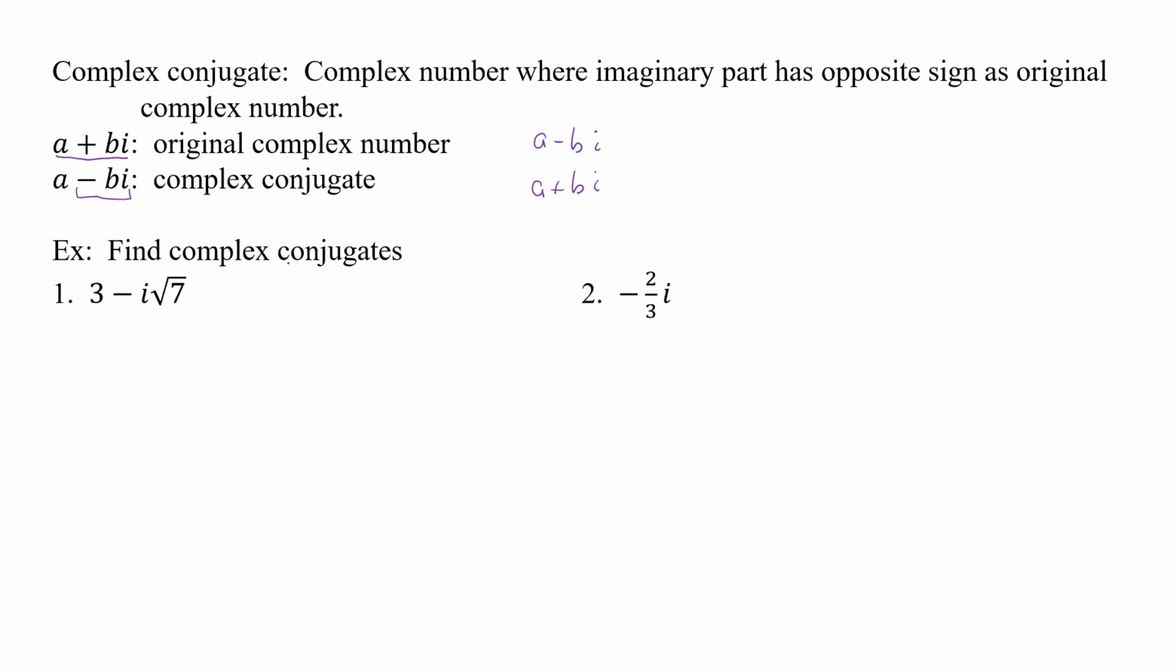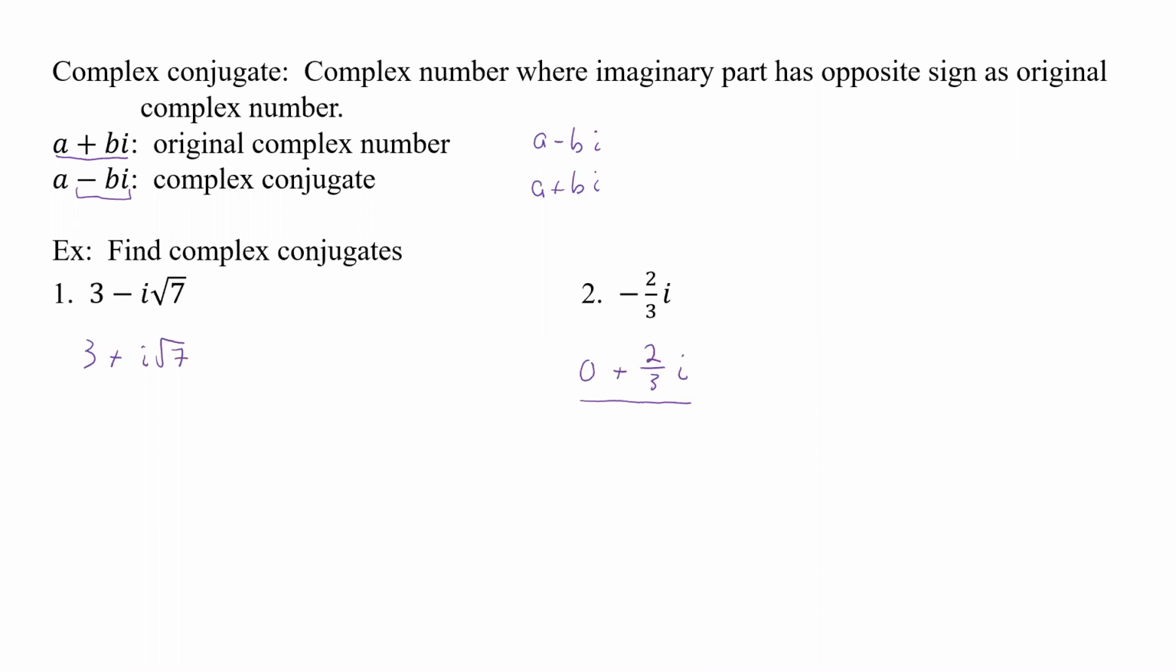So if we find the complex conjugates here, we just look at that sign there and we just change it to the opposite. So that's going to become 3 plus I square root of 7. And this one, well, the conjugate is going to be 2/3 I. Now here we could argue and say, well, if we're going to find the complex conjugate, we really need to have that real part. So it's going to be 0 plus 2/3 I. And so even though they didn't give it to us as a complex number here, we turned it into the complex number here and put that 0. And so that way we know for sure what the complex conjugate is.